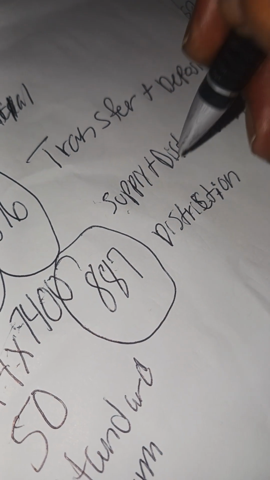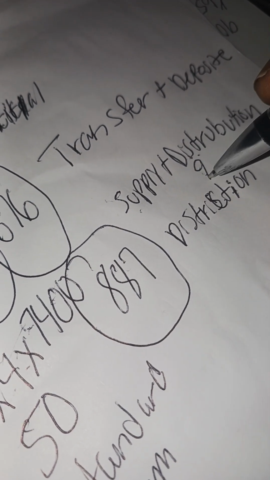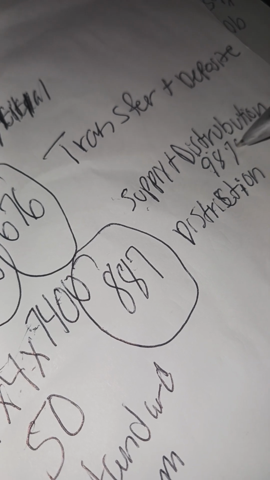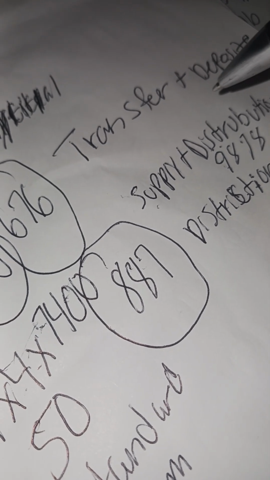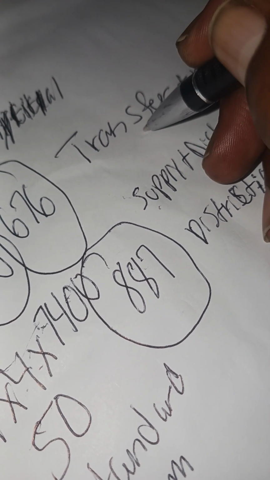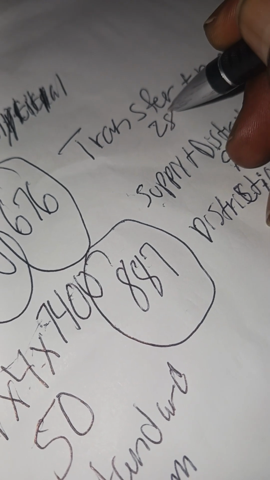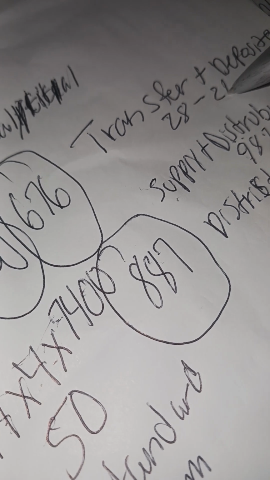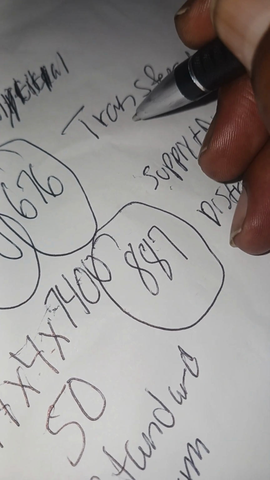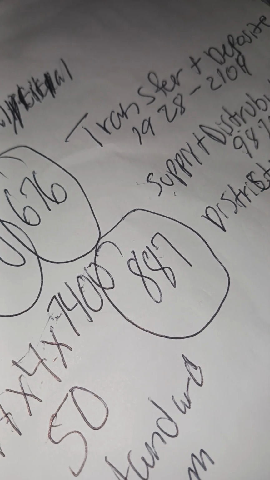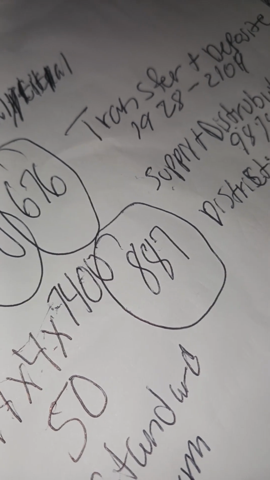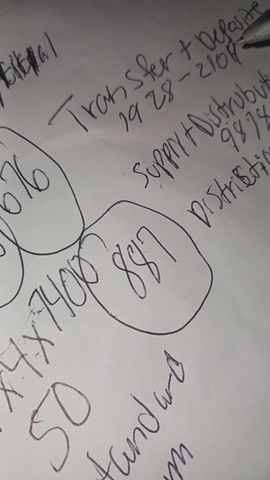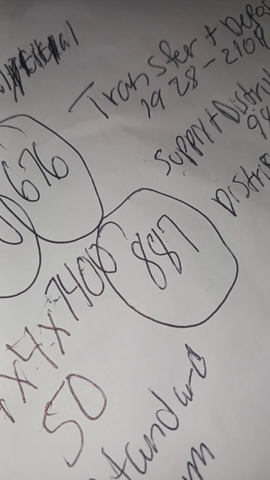So, that's pretty much what you're looking at that point in time, other than it being transfers and deposits or supply and distribution, which is where I share 78 years of deposits and experience. And this goes from 1928 to 2109. Long live legendary icons.